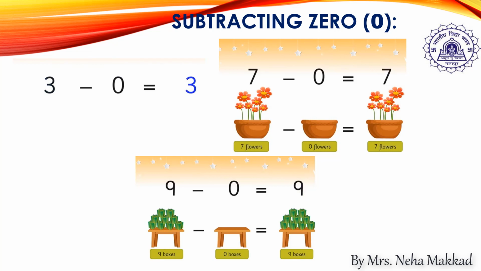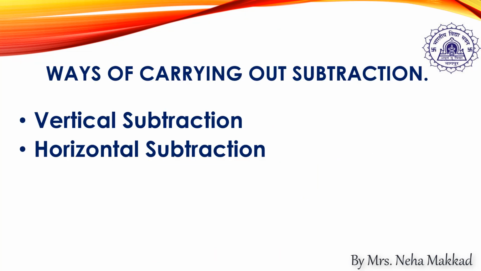In the next example, there are 7 flowers in the flower pot. If I take away no flowers, or 0 flowers, what is left is 7 flowers. There are 9 boxes kept on the table. If I take away no box from there, that is 0 boxes, what is left is 9 boxes.